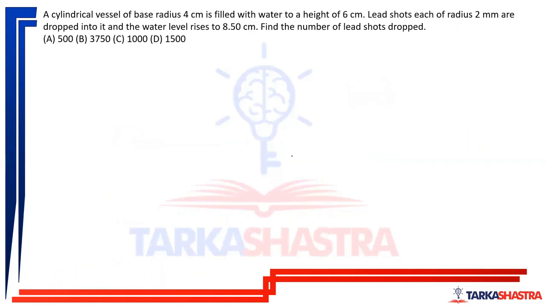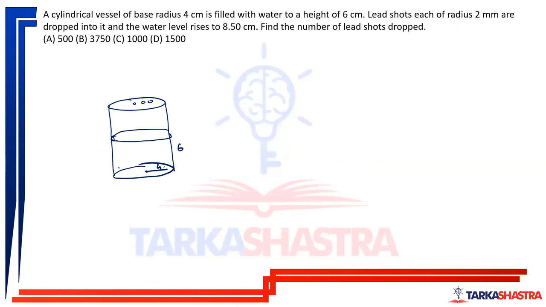Moving forward, a cylindrical vessel of base radius 4 cm is filled with water to a height of 6 cm. So this base radius is 4 cm. It is filled up to the height of 6 cm. Lead shots of radius 2 mm are dropped into it and the water level rises to 8.5. So this is a rise of 2.5. Find the number of lead shots dropped.